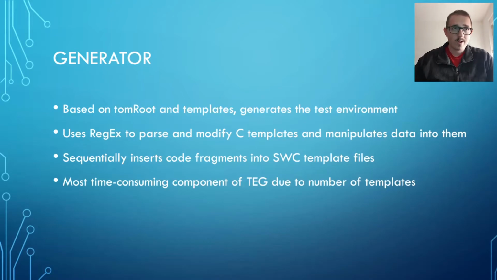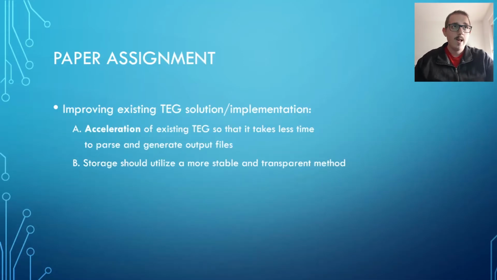It basically uses regex to parse and modify these C templates, and then it manipulates data into them. The problem with it was that it sequentially inserted code fragments into the SWC template. And basically this meant that the generator, the third part of TAG, was the most time-consuming component due to the sheer number of templates used. So the assignment of this paper became improving this solution by A, accelerating the existing TAG so it takes less time to parse and generate output files, and B, making the storage utilize a more stable and transparent method.